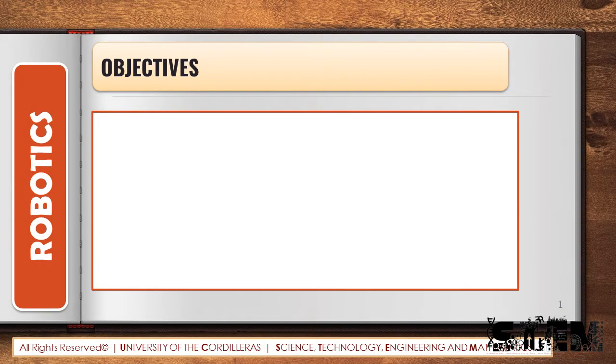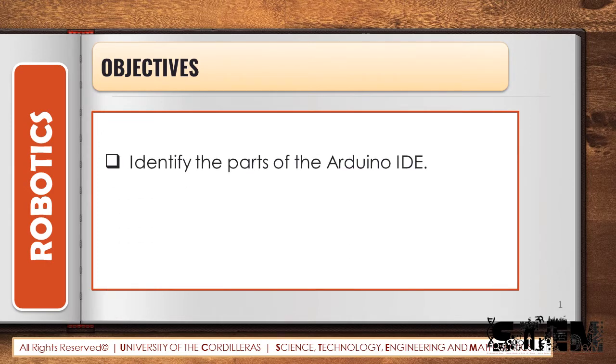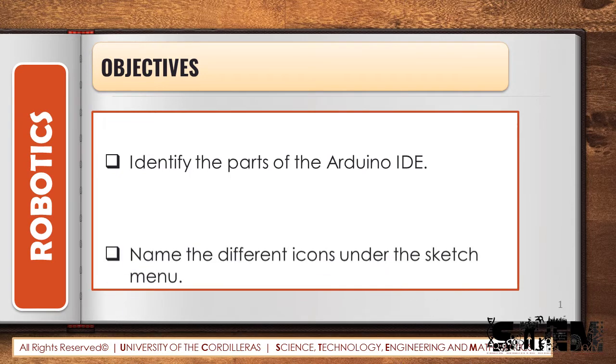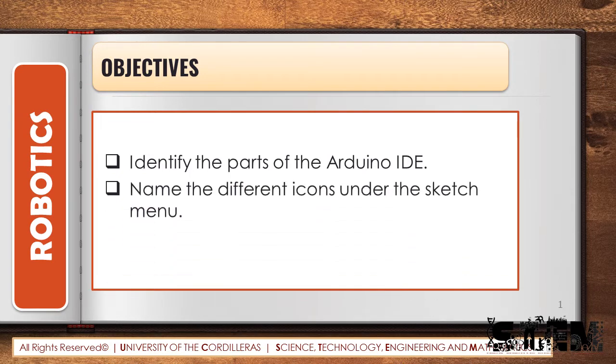Good afternoon, everyone. Today we will be having the robotics part of our module 3, where we will be identifying the parts of the Arduino IDE, and then we will be naming the different icons under the sketch menu.